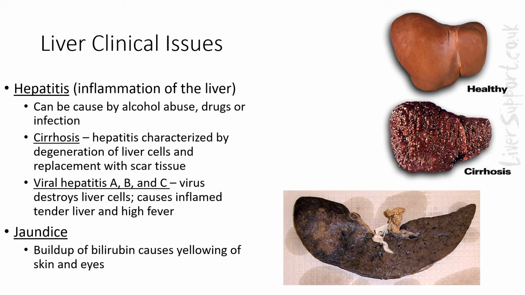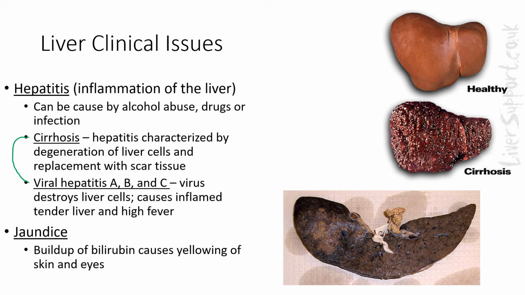A few things that can go wrong with your liver while we're talking about it is hepatitis and jaundice. Hepatitis is just any inflammation of the liver. This can be caused by alcohol abuse, drugs, or possibly an infection. The two that I want you to know are going to be cirrhosis and viral hepatitis A, B, and C.